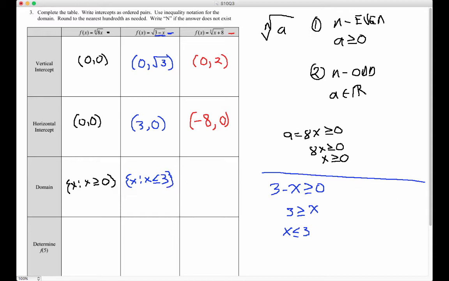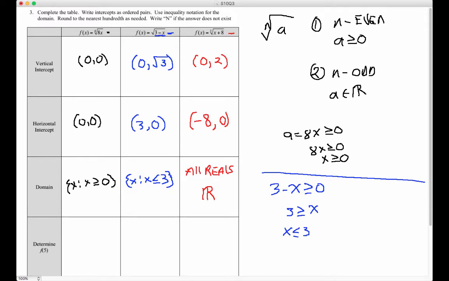Okay, and last but not least, we have an odd indexed root. And if it's an odd indexed root, I don't need to do any work whatsoever. I just need to look at it and go, well, it's all reals. So I can state that in words. I can say all reals. Or if you want to be a lazy mathematician, you can just put down this symbol. The script R means all reals.